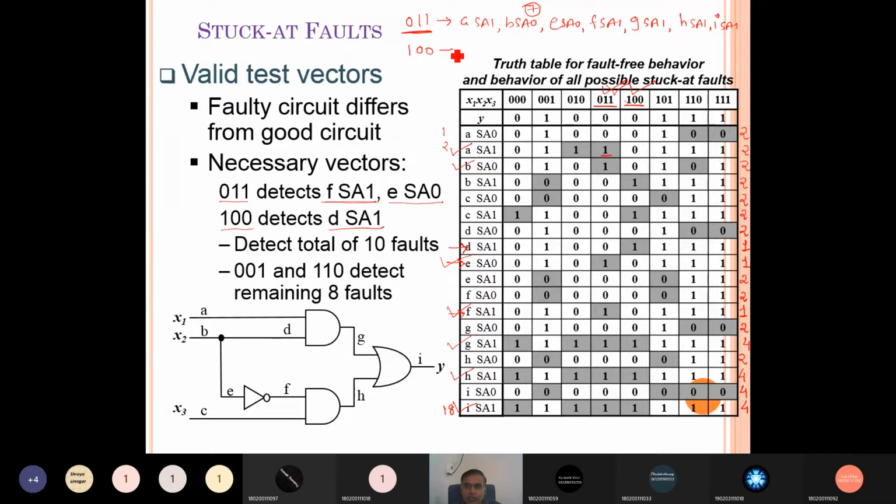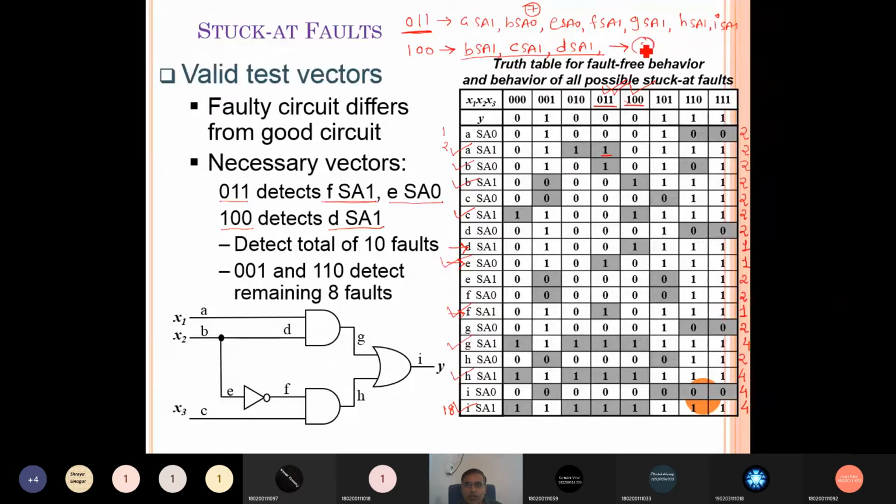So let me check whether 100 can detect any other fault other than the D stuck at 1. So 100 can detect the B stuck at 1. 100 can detect the C stuck at 1. 100 can detect the D stuck at 1. 100 can detect the G stuck at 1, which is already covered. 100 can also detect the H stuck at 1, but it is already covered through the 011, and the 100 can detect the I stuck at 1, but it is already covered. Right? So a new 3 faults can be detected through this 100.